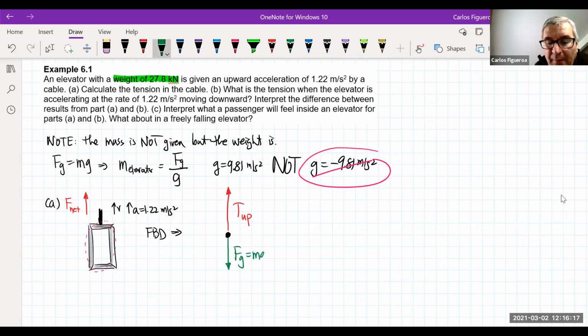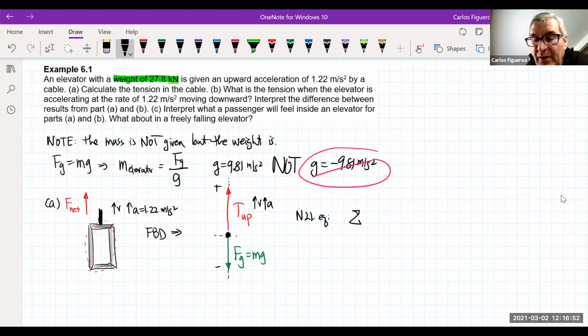And from now on, I'm going to stop writing force of gravity. Every time I write that, it's going to be mg. Note that the tension up is greater than the force of gravity down, so therefore this thing is accelerating. So now I'm going to write down Newton's second law. Note that in this case there are no x's, so I don't need to write x's. But because the velocity is in the upward direction, that's positive. So now I'm going to write my N2L equation.